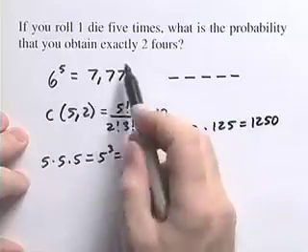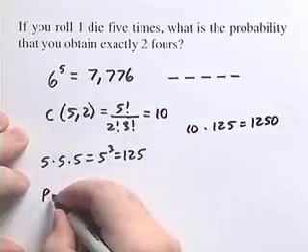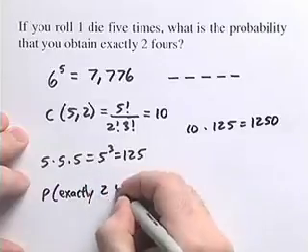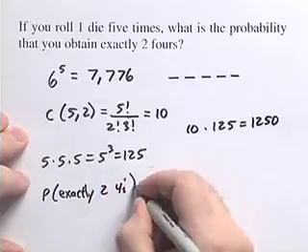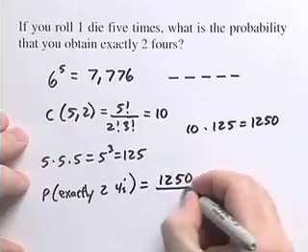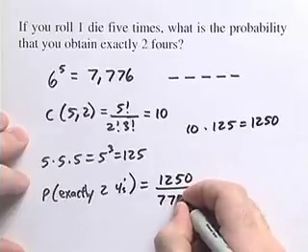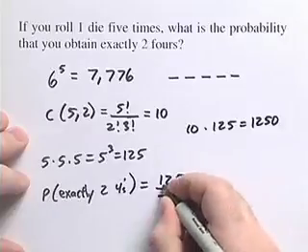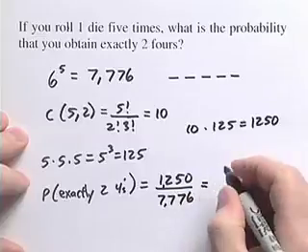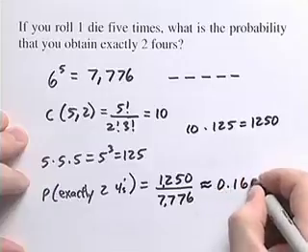We have the total number of ways we can get results from rolling a die 5 times, so the probability of exactly 2 4s is equal to 1,250, the number of ways of getting 2 4s, divided by 7,776, which is the total number of ways we can roll a die 5 times. And that's approximately equal to 0.1608.